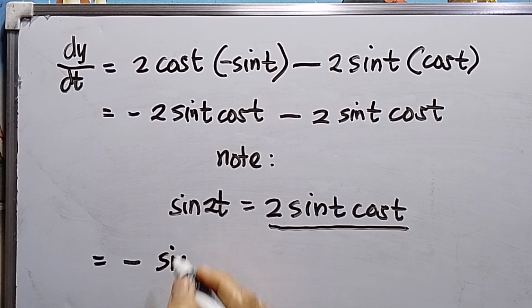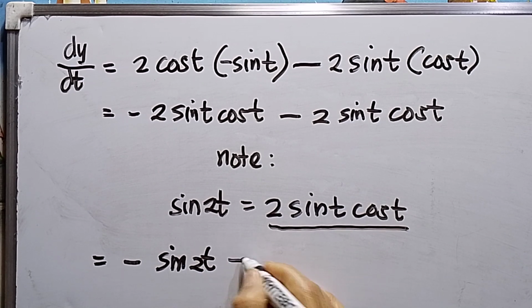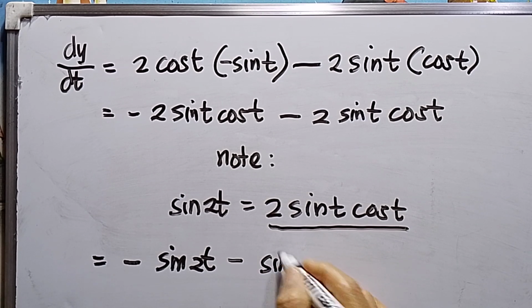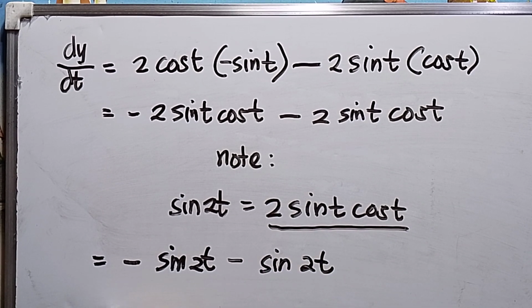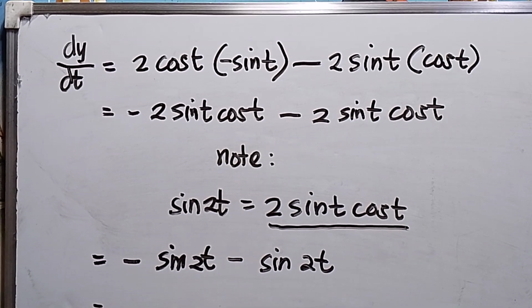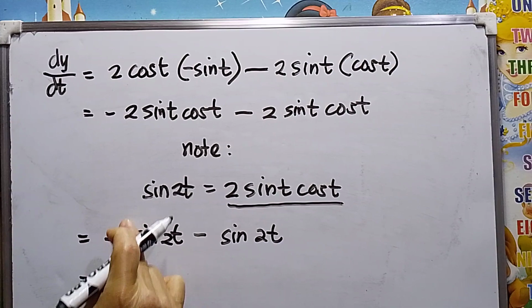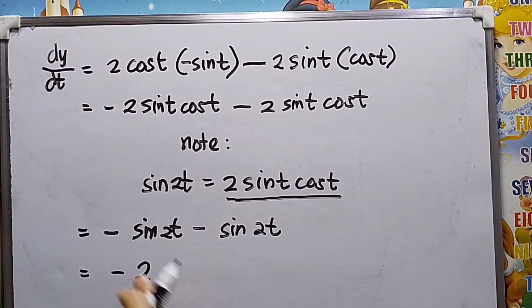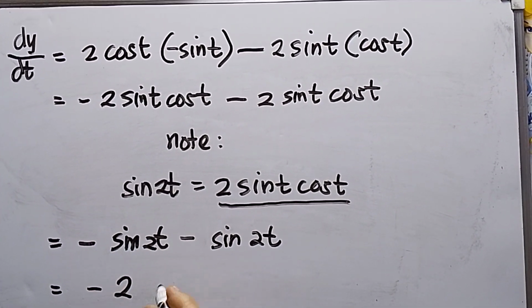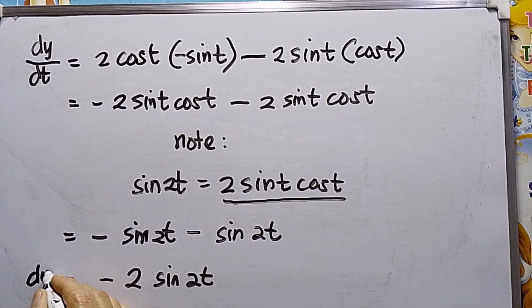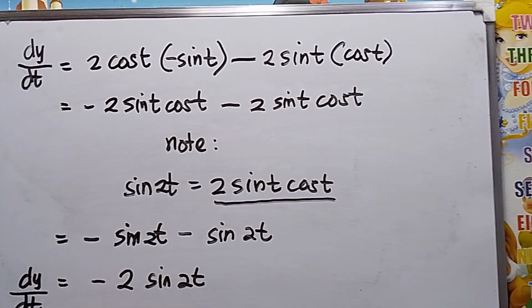sine 2t. Then minus the same. This will be minus sine 2t. And then minus minus. So this will be minus 2 because this is 1. Transparent 1. This one is invisible 1. So 1 and 1, this will be negative 2 sine 2t. So this is dy over dt. That's all.